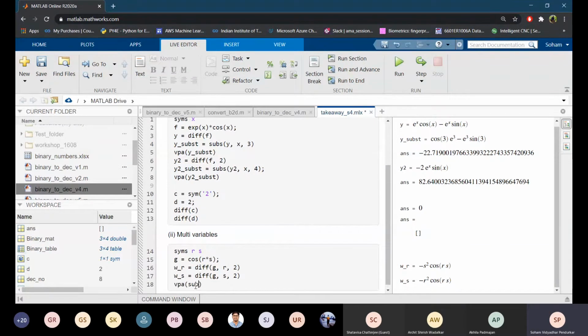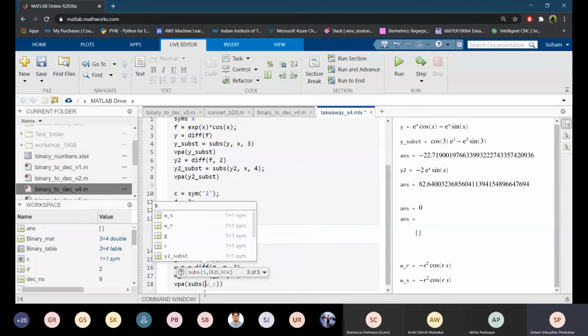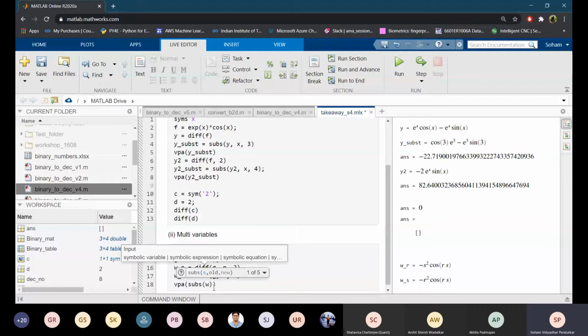What do you want to substitute in? You want to substitute into g. No, sorry. You want to substitute in ws. So let's say you want to substitute in wr. What do you want to substitute it with? Let's say I want to substitute both of these values, r and s. So I'll create an array there itself like this in square brackets, 1 space 2.